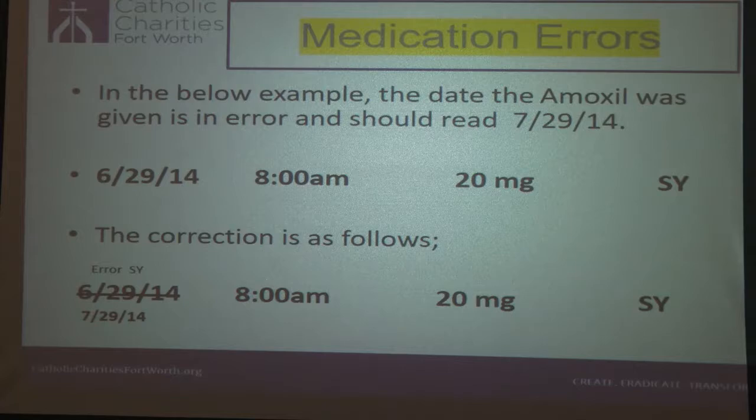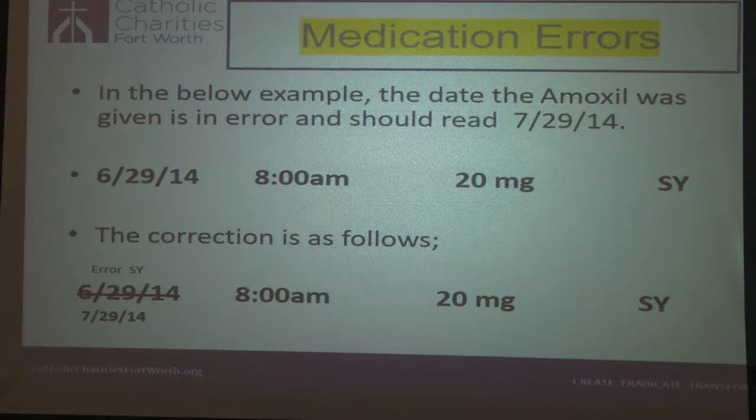There's a picture. Okay, so here we go. In the below example, the date for the Amoxil, which is an antibiotic, was given as an error and should be July 29, 2014. And they documented June 29, 2014, given at 8 o'clock, 20 milligrams, and those are the initials of the person who gave it. The correction is as follows. Draw a line through the error and write the correct date underneath.